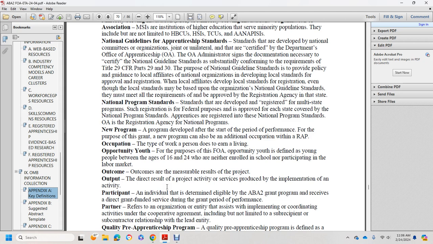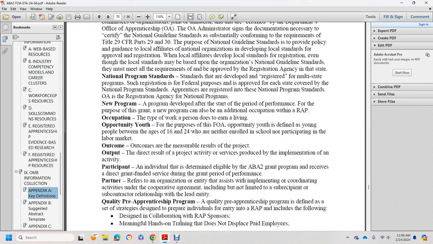Apprenticeship Building America Round 2 grants program, who receives direct grant funding services during the grant period. A performance partner is an organization involved in the implementation and coordinating of activities under the cooperative agreement, including but not limited to subrecipients and subcontractors, in relation with the lead entity.